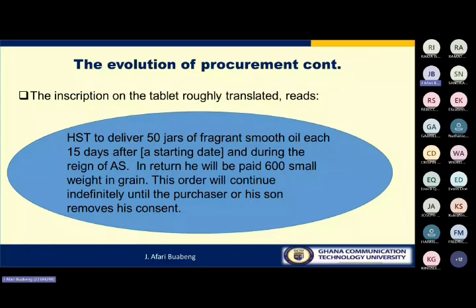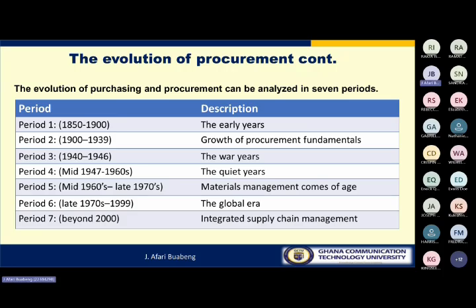So this clearly shows that the practice of purchasing or procurement is not new. It is not new at all. Very, very old. And this is not the only evidence, but this one is a solid evidence to support the assertion that procurement, or purchasing, is indeed an ancient activity.